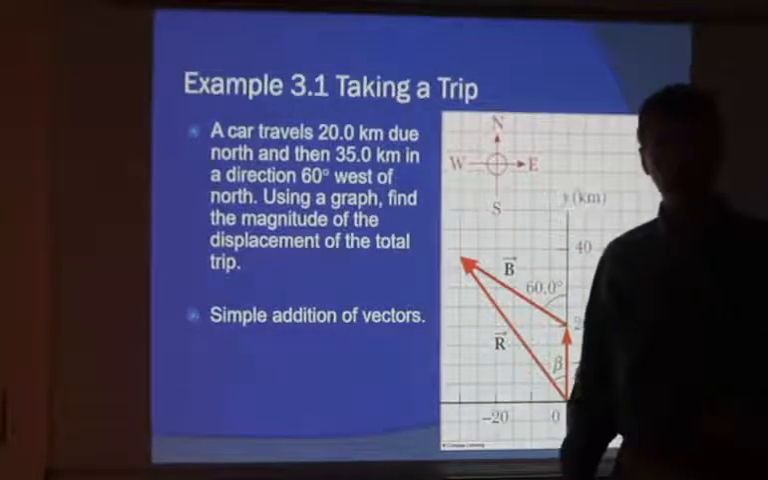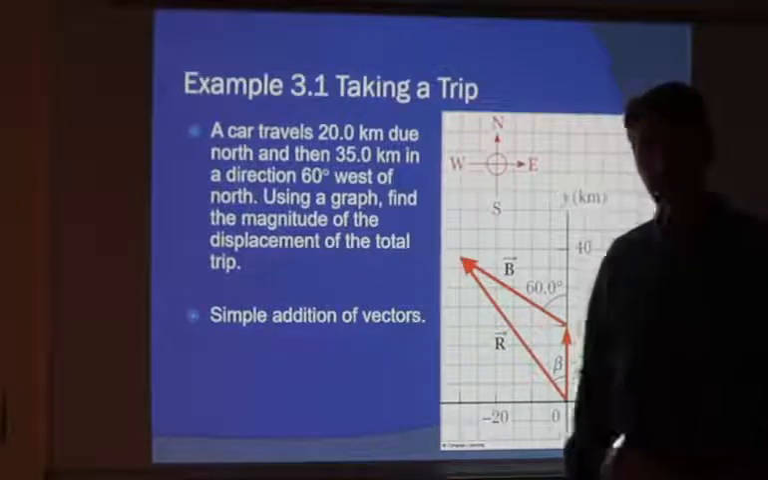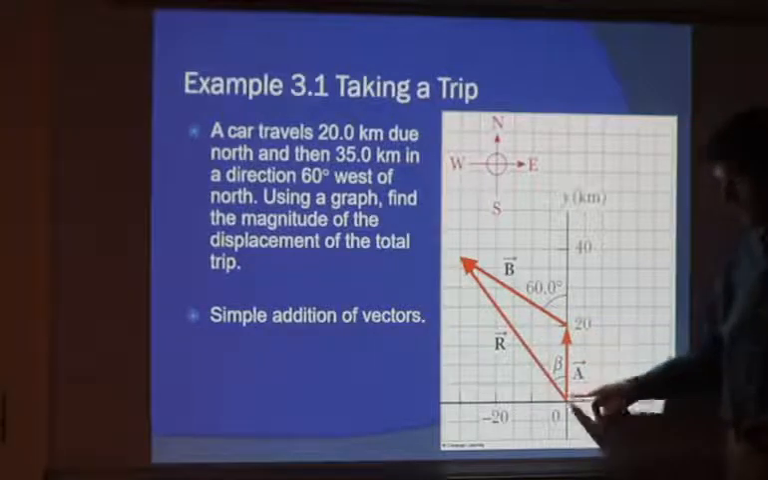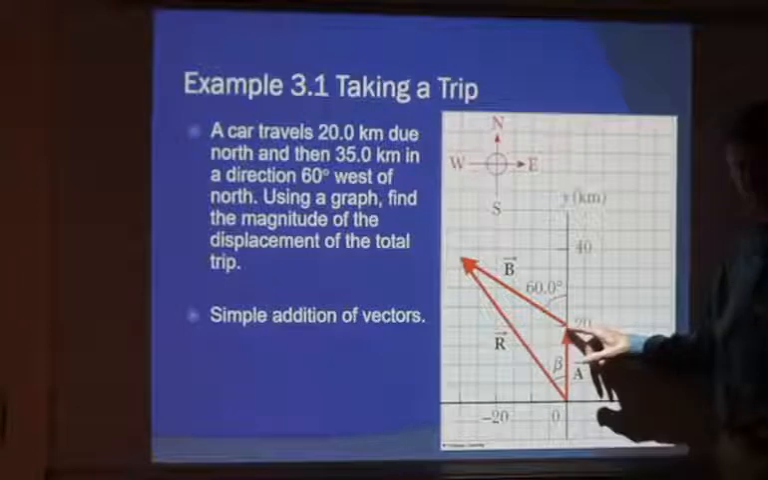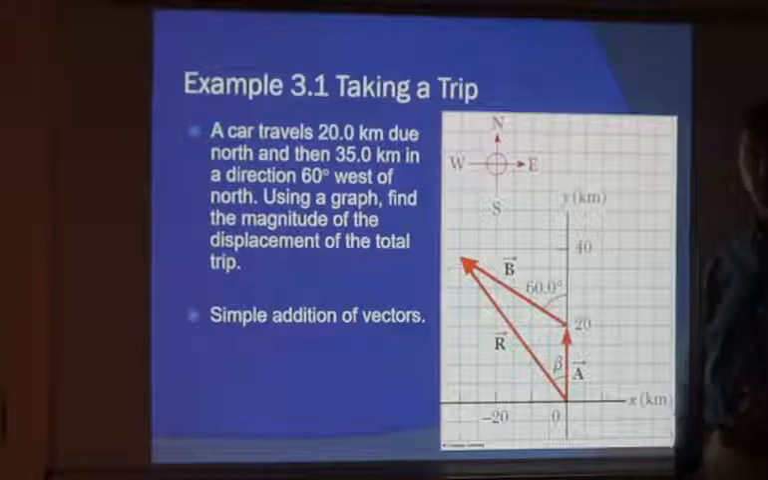So graphically, it's pretty straightforward adding these different vectors together. Again, it doesn't matter which vector I start with. Start at the origin right here. Okay? Where the first vector ends, the second vector begins, and you can add as many vectors as you want.